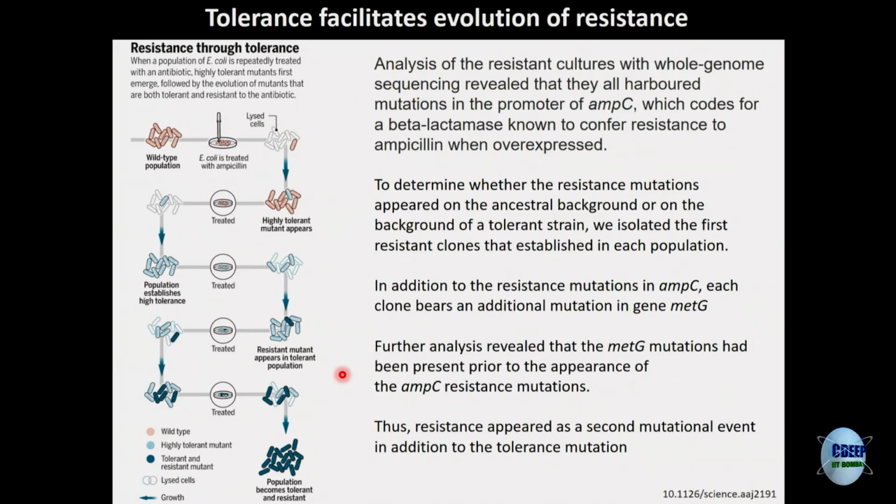So what they have started with is an E. coli cell. In this E. coli cell there is a gene, AMPC. The AMPC gene codes for a beta lactamase protein, right? In this E. coli cell there is already a gene, but that gene is repressed, does not express. Okay? So the majority of the population is susceptible.